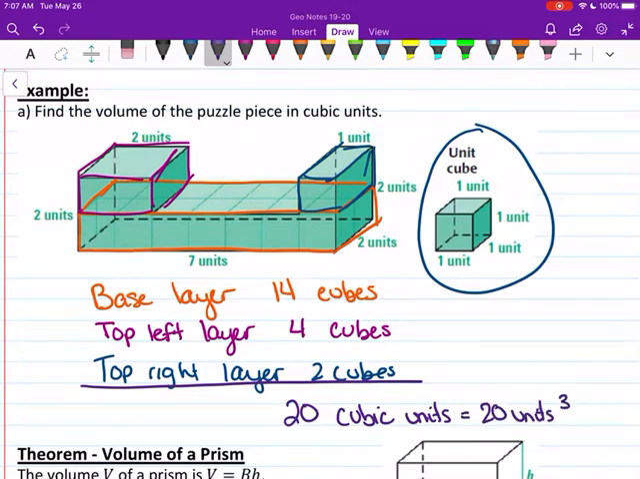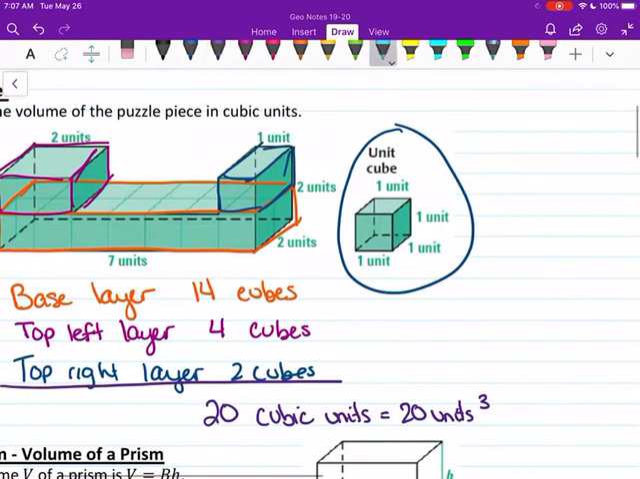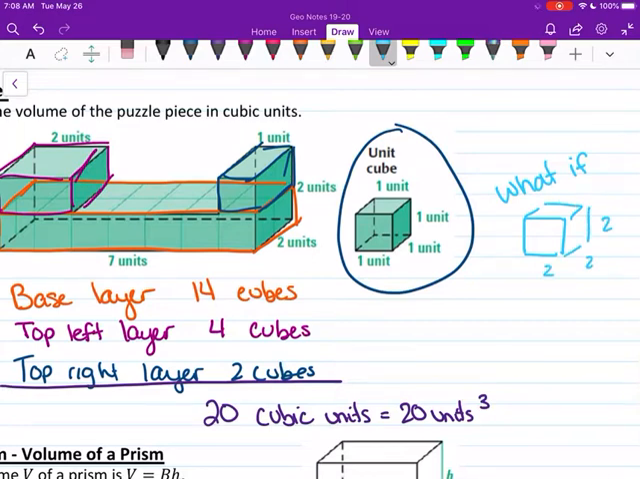Okay, but what if each of those cubes wasn't 1 by 1? Let's talk about that real quick. So what if my cube was, let's say it was 2 by 2 by 2. Okay, so 2, 2, 2. Then 1 cube would have a volume of 8 units cubed.